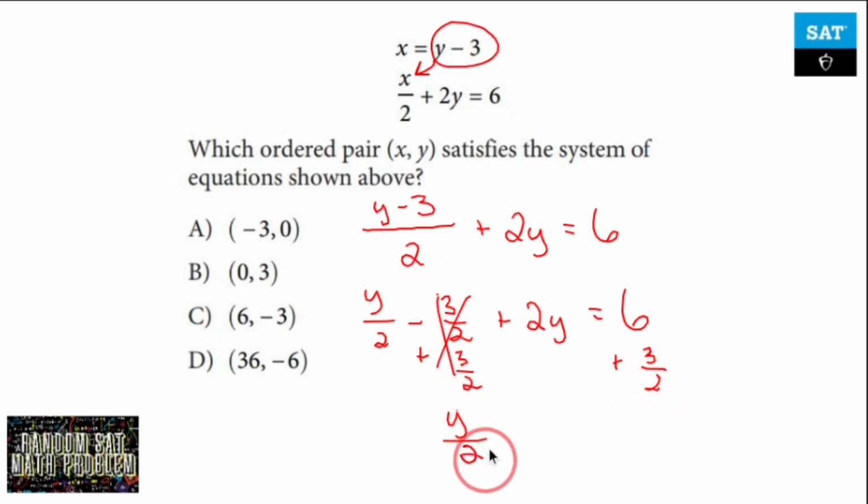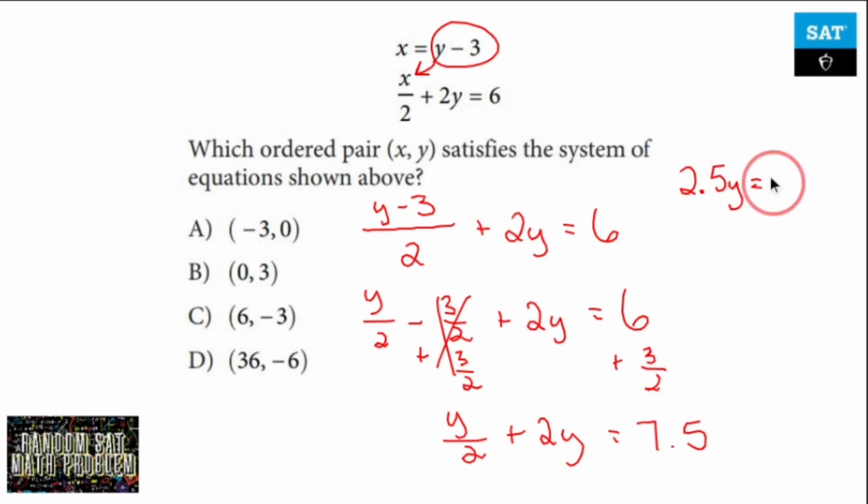So I can add 3 over 2 to both sides. Y over 2 plus 2y equals, I have a feeling I'm going to want to deal with decimals, so that's 1.5. 6 plus 1.5 is 7.5. These two guys combine. Now, half a y is 0.5y. 0.5y plus 2y is going to be 2.5y equals 7.5. Now you might see why I want to go with the decimal route.